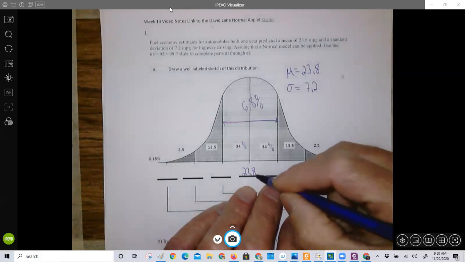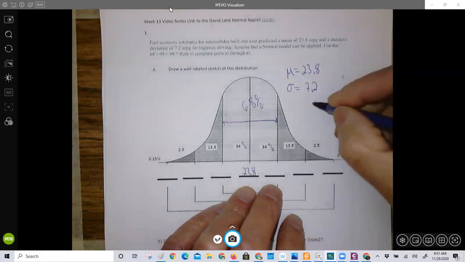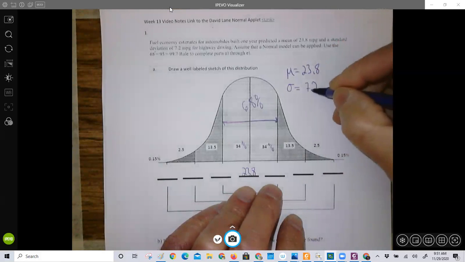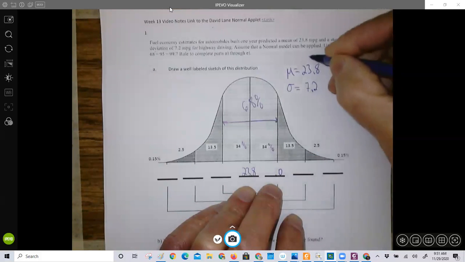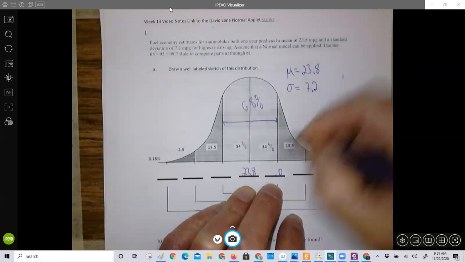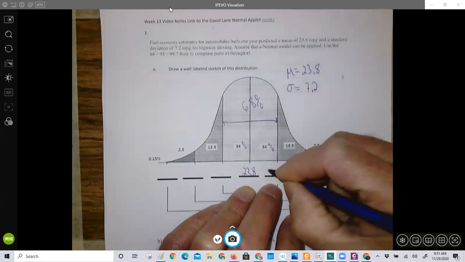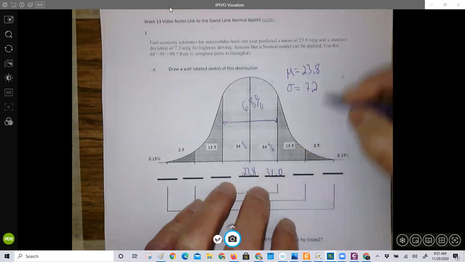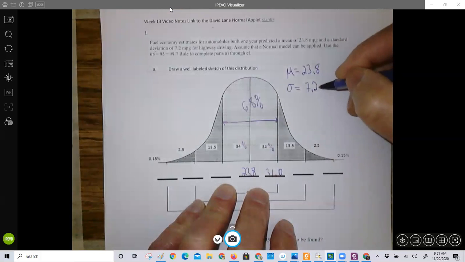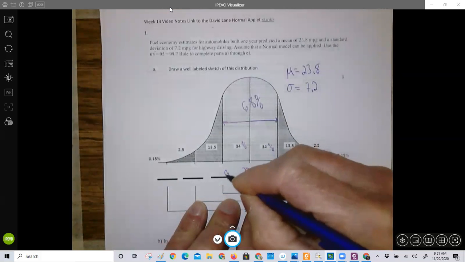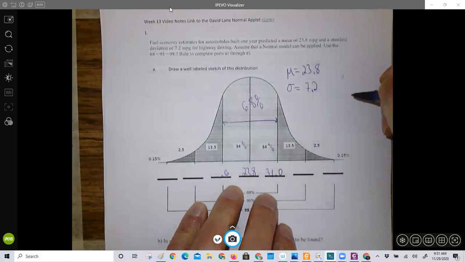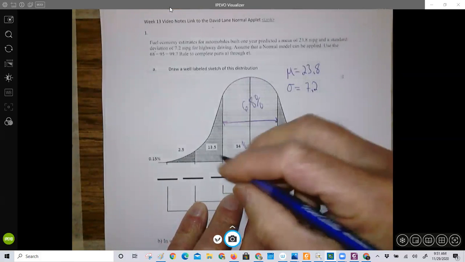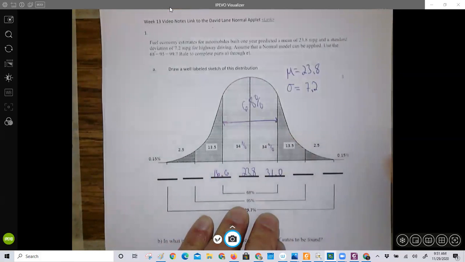So if we add a standard deviation to that, we're going to add 7.2 to 23.8. That's going to be 10, carry the 1, so that makes 11, right? 31.0. We can also subtract it the other way. What's that? 6. So I'm 1 standard deviation below the mean. And what is that? 16.6? Yeah. Now, I'm not doing this to make you subtract decimals.